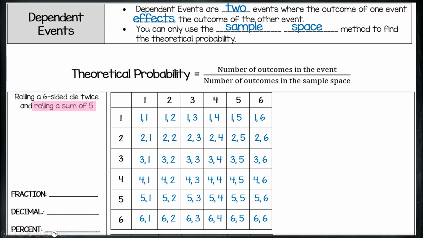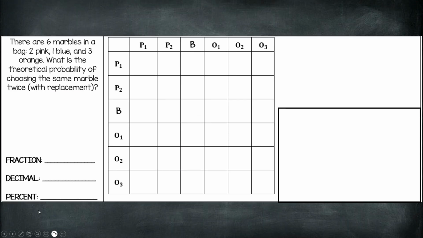And we want to know what is the probability of rolling a sum of 5. So we have sum of 5 is 1 and 4, 2 and 3, 3 and 2, and 4 and 1. So this is going to be 4 in our numerator, and then 36 in our denominator. So 4 over 36. We simplify that to 1/9. Our decimal is then 0.11. And our percent is 11%.